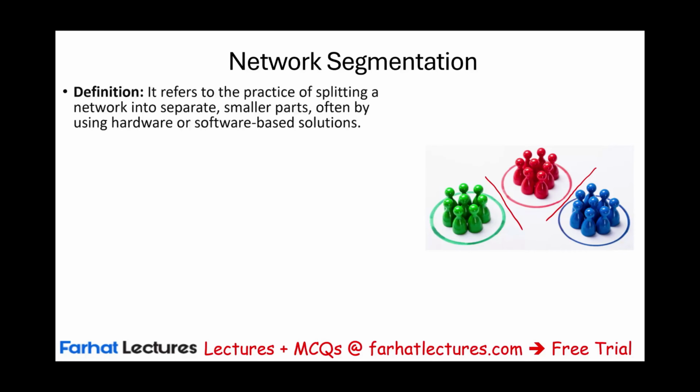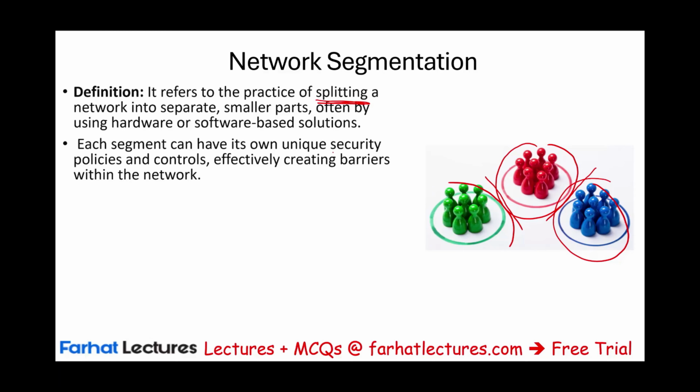What's the definition? It refers to the practice of splitting a network into separate, smaller parts, often using hardware and software-based solutions. Rather than having one network, you'll have, for example, 3 separate networks. And each segment can have its own unique security policies and controls, effectively creating barriers. So basically you take your network and split it into 3 or 4 or 2 or 5, and each separate network, let's call it a subnetwork, has its own unique security policies and controls.